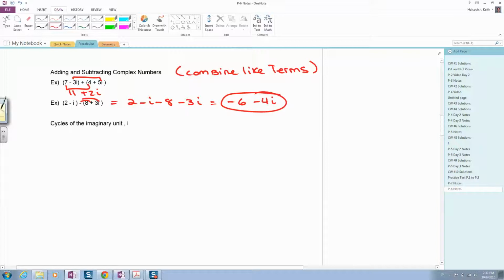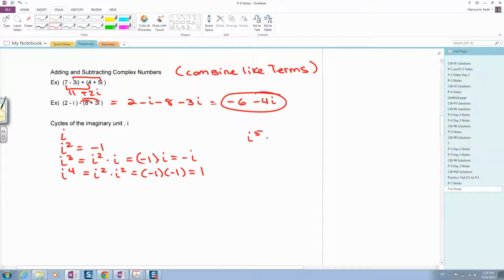Now the imaginary unit i, if you square it, that would equal -1, because remember, if you square a square root, you just remove the square root sign. i to the third is equal to i squared times i, which is -1 times i, which is -i. i to the fourth is the same as i squared times i squared, which is -1 times -1, which is 1.